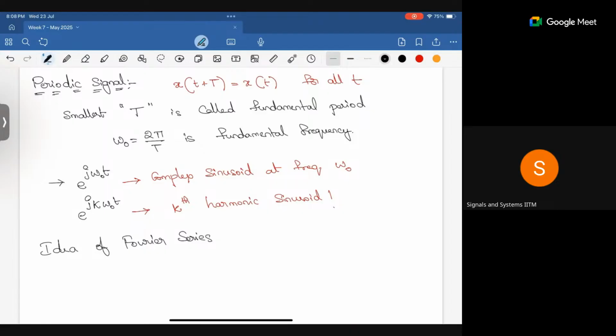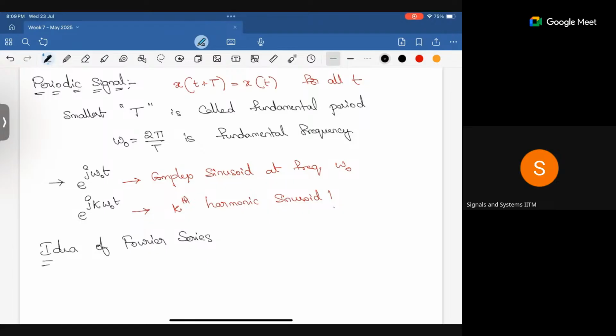Right, so earlier you would have seen Taylor series. In Math 1 you would have studied Taylor series. Taylor series is one way of expressing a function. So e power x, we will write it as the Taylor series expansion, 1 plus x plus x square by 2 factorial plus, and so on. So we are expressing some function e power x as a sum of polynomials. In the same way, the Fourier series is expressing some periodic signal as a sum of harmonic sinusoids.